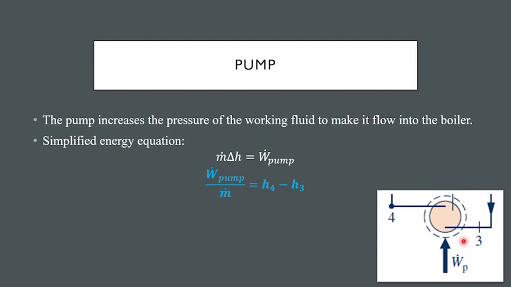Remember that the output of the condenser is either saturated liquid or subcooled liquid. The output of the condenser, that is stream 3, is the input of the pump. Considering the pump as our system, this is our simplified energy equation.